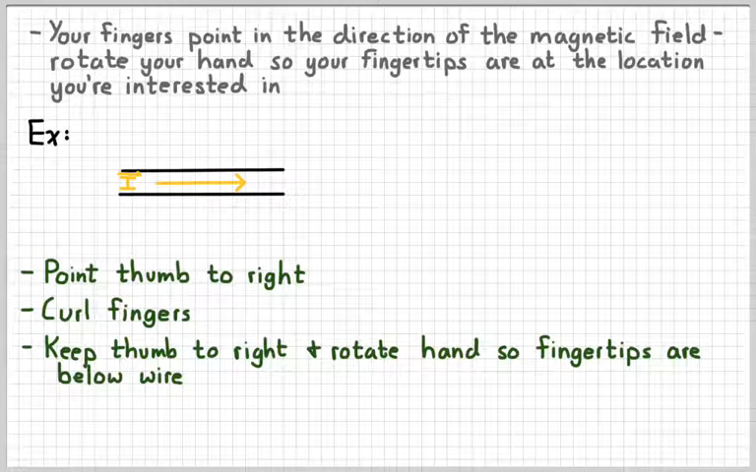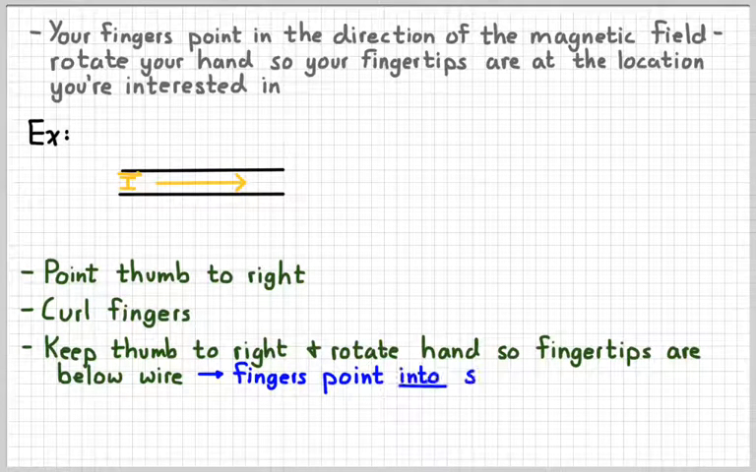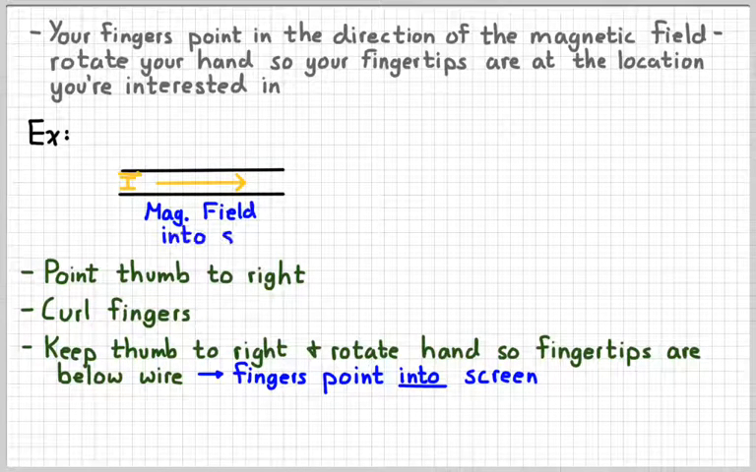So let's say we wanted to know the magnetic field in the region below the wire. So if you keep your thumb pointed to the right, and then rotate your hand until it's below the wire, then your fingers should be pointing into the screen, or a piece of paper, if you're working on a piece of paper. And so underneath this wire, the magnetic field is into the screen.